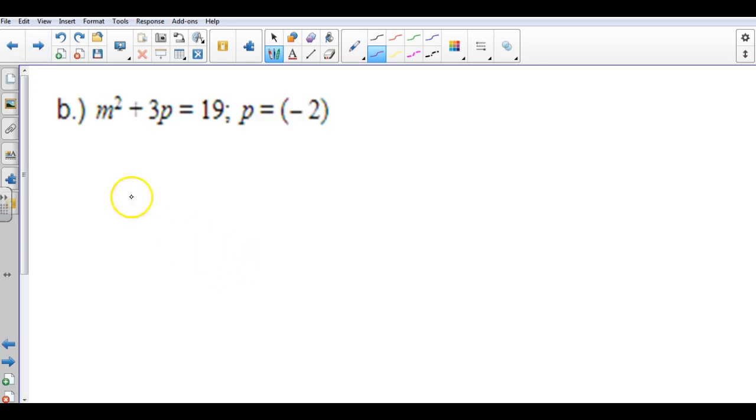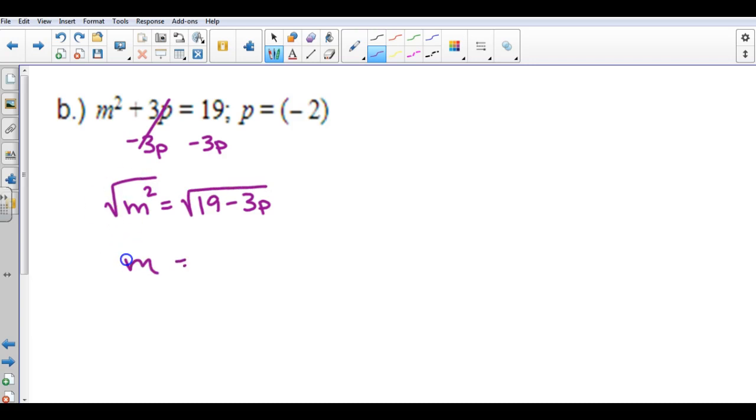So same thing here. In this case, m is being squared. So the first thing that we're going to do is still get rid of this 3p, very similar to what we did in the last problem. So I'm going to bring the 3p to the other side, and I get m squared equals 19 minus 3p. And now since m is being squared, to undo that, what I would do is square root both sides. So taking the square root, I get m equals the square root of 19 minus 3p. And now I can substitute my value in.